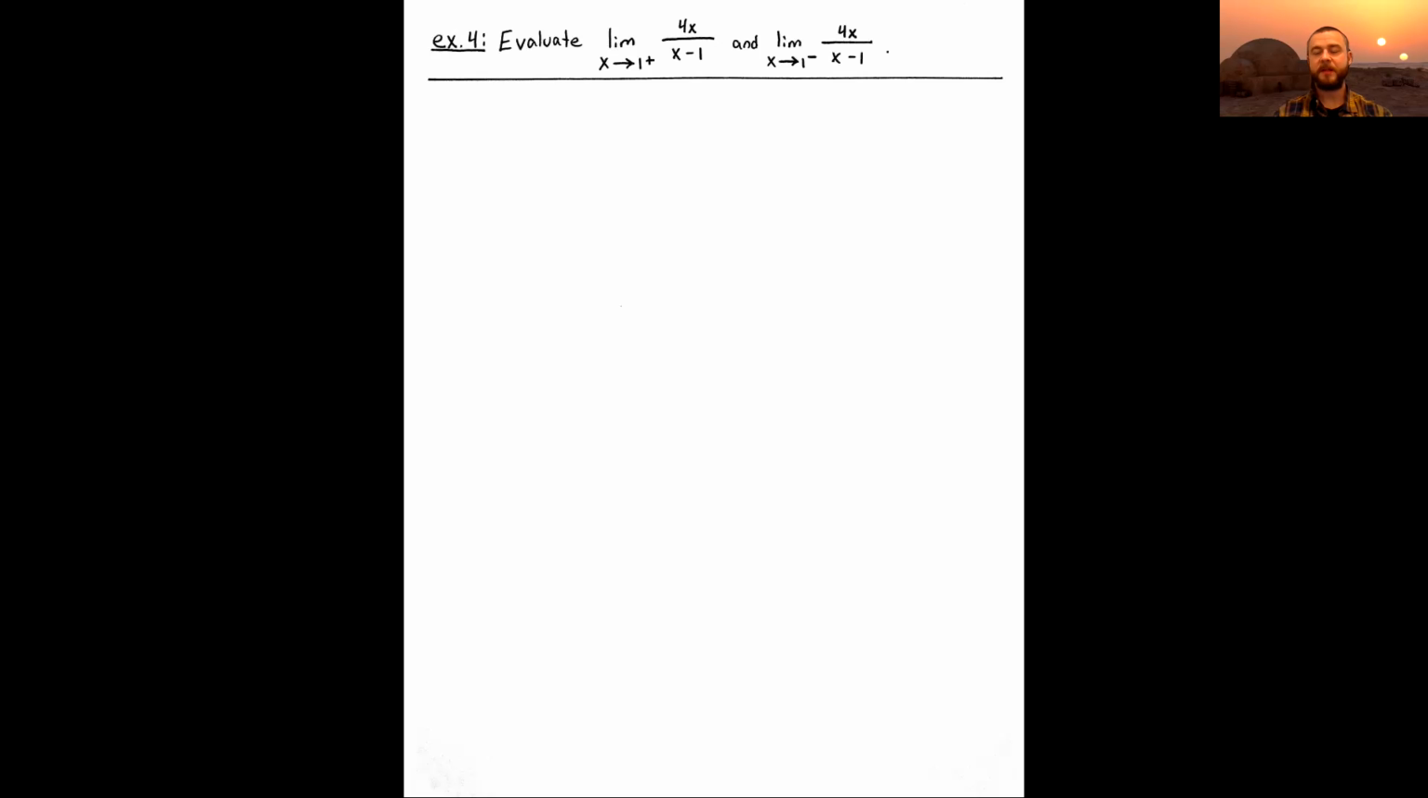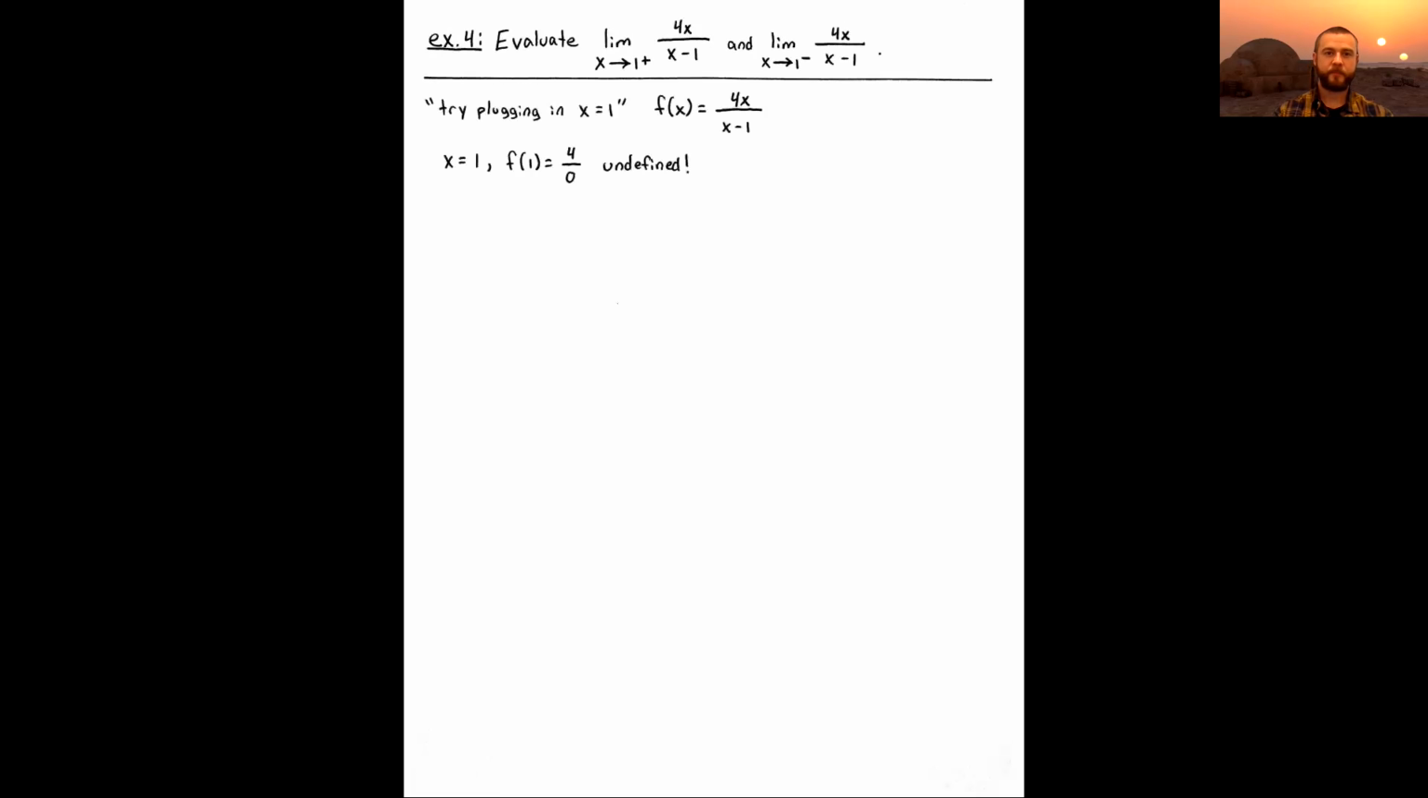All right, so I realize this might be a little new. One thing we're hinting at in part 1 is that sometimes plugging in works. Well, let's try plugging in x equals 1. If we plug that into the function f of x equals 4x divided by x minus 1, notice your denominator becomes 0 when x equals 1. So plugging in x equals 1 here gives an undefined function value. So plugging in here isn't going to be useful. But what if I told you this is useful?